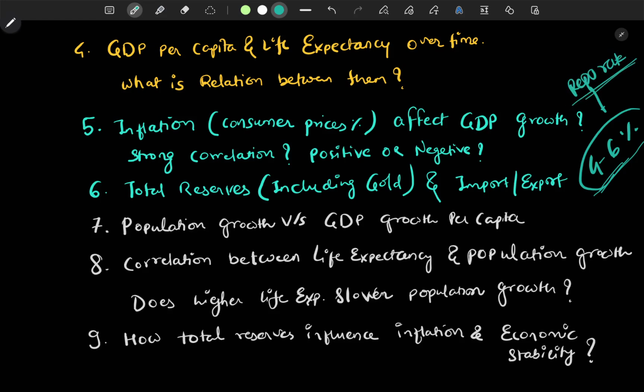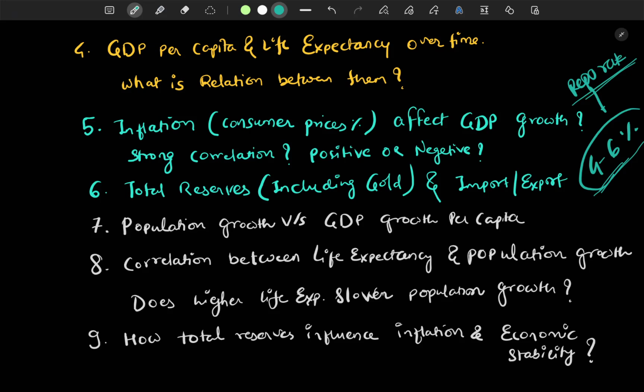Correct me if I'm wrong in the comment. The total reserves, including gold, are things held in the central banks, which we put there to maintain economic stability and to resist sudden shocks, and sometimes to take loans. Suppose COVID comes, then economic activity goes down, and in that period we need to rely on some sort of external help.